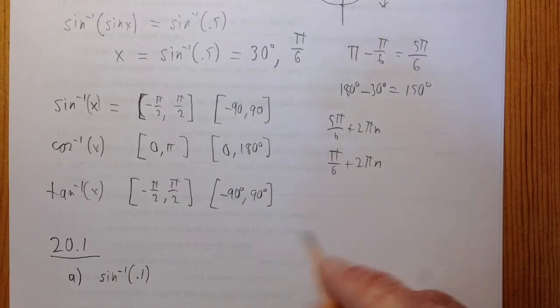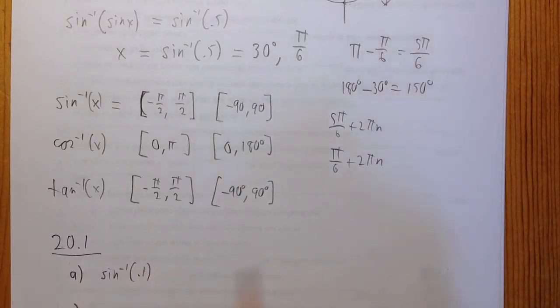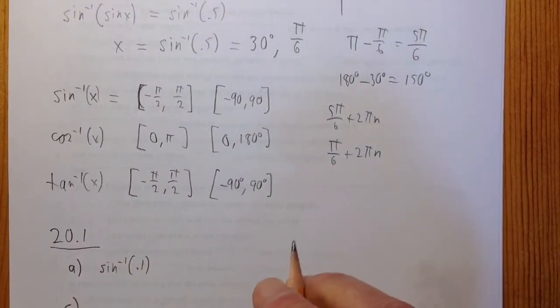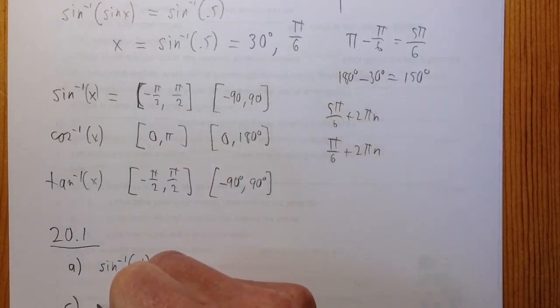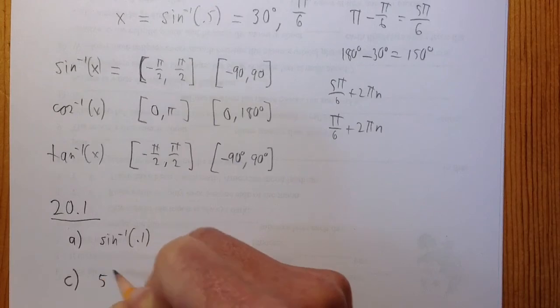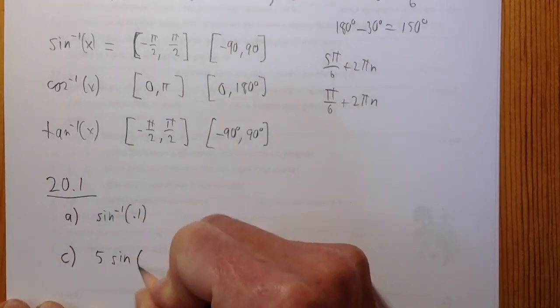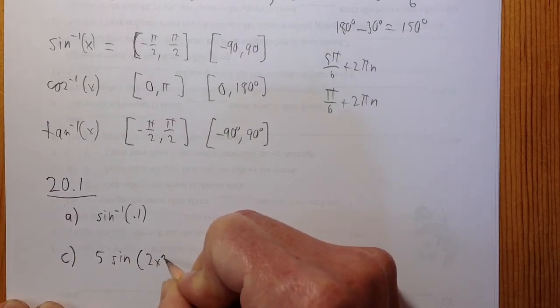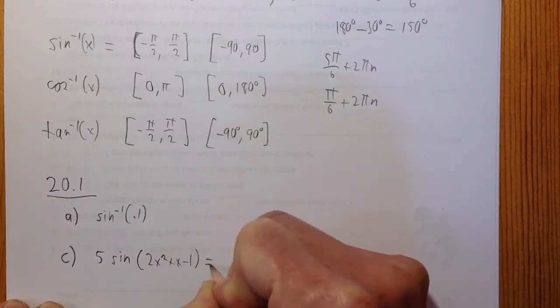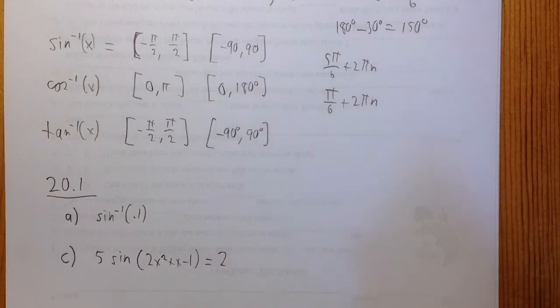Okay, and then part C here, they say find 4 values of x to satisfy the equation. So let's satisfy this equation: 5 times the sine of 2x squared plus x minus 1 equals 2. We want to find 4 values of x that make this true.